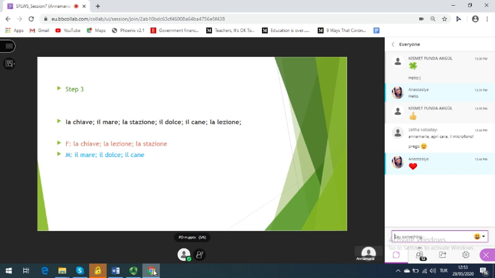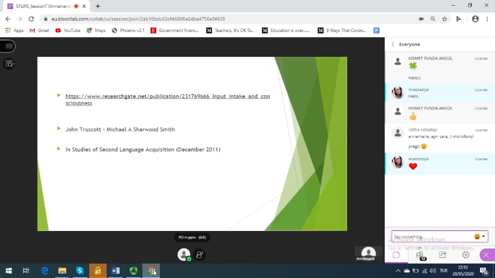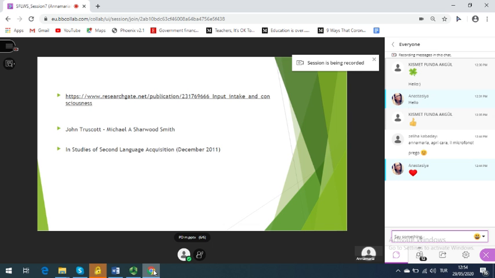What I want to share with you is an interesting article written by Professor John Truscott and Michael Sharwood Smith. It is about input, intake, and consciousness. It was published in Studies in Second Language Acquisition in December 2011. It's very important, and it's about the inductive method and how to give input and intake and the awareness of the students.